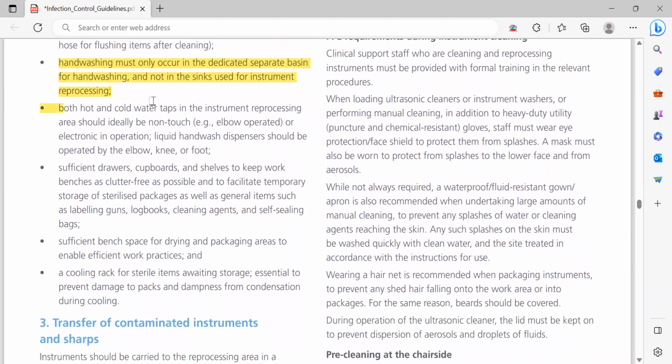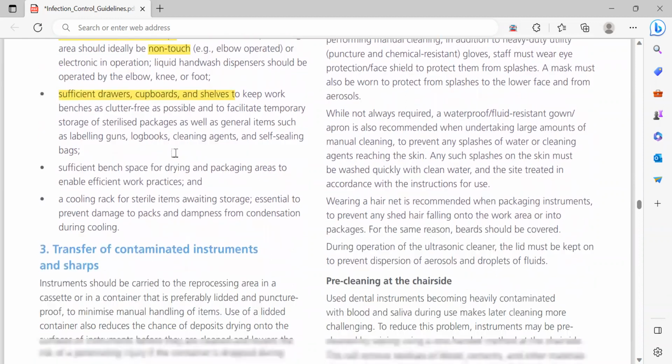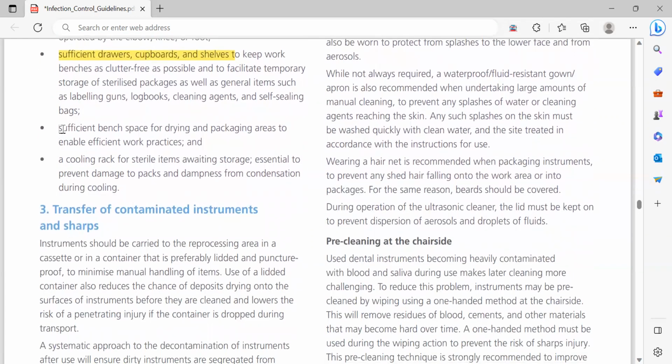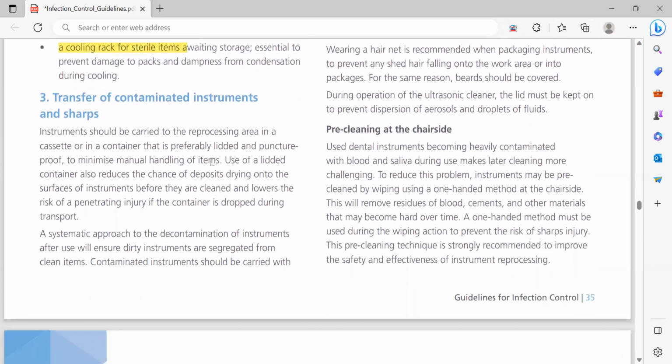Both hot and cold water taps in the instrument reprocessing area should ideally be non-touch or elbow touch or electronic in operation, and there should be sufficient drawers, cupboards, and shelves to keep workbench tops as clutter-free as possible. Sufficient bench space for drying and packaging area, and a cooling rack for sterile items.